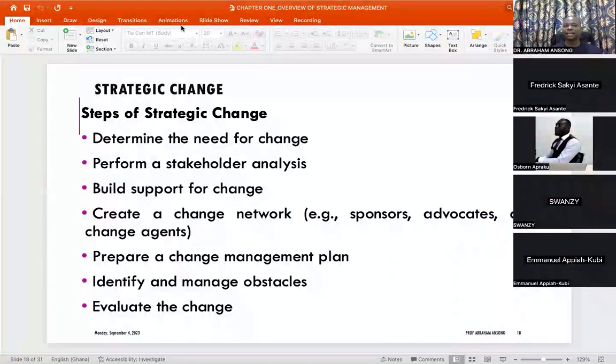Perform a stakeholder analysis, and it's flowing from point one. Okay, it's out of the stakeholder analysis that we'll get to know whether we really need a change and who will do what during the change process.